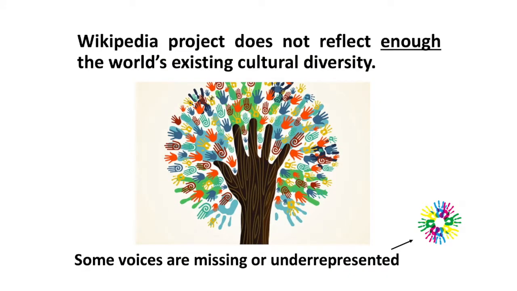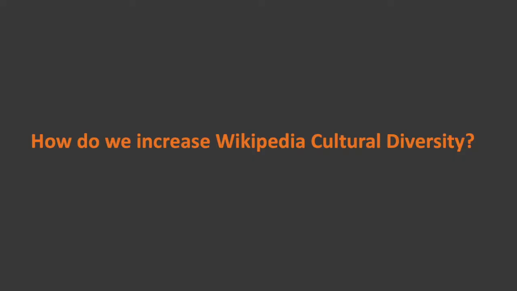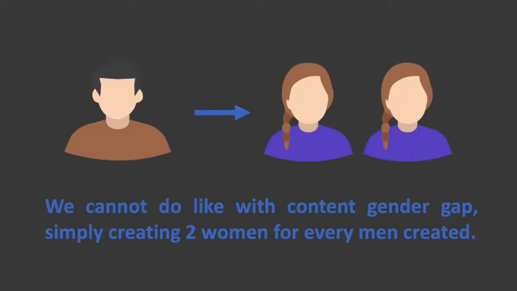So Wikipedia is amazing in many ways, but it does not reflect enough the cultural diversity. Some voices, either in Africa, Asia or elsewhere, are missing or underrepresented. How can we increase this cultural diversity? Well, unlike with the gender gap, where we can simply create two women for every man created and get to a similar proportion, with the culture gap, it's a bit more difficult.